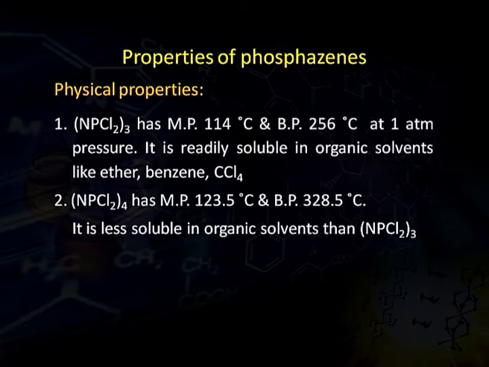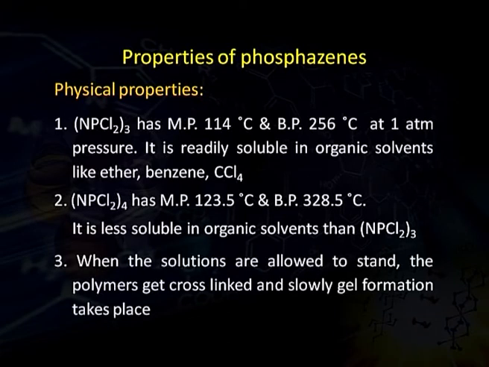The tetramer, that is (NPCl2)4, has a melting point of 123.5 degrees Celsius and a boiling point of 328.5 degrees Celsius, and it is less soluble in organic solvents than the trimer. When the solutions are allowed to stand, the polymers get cross linked and slowly gel formation takes place.